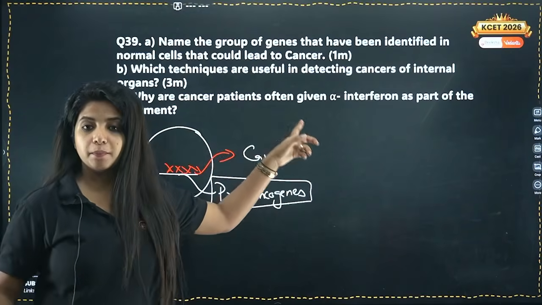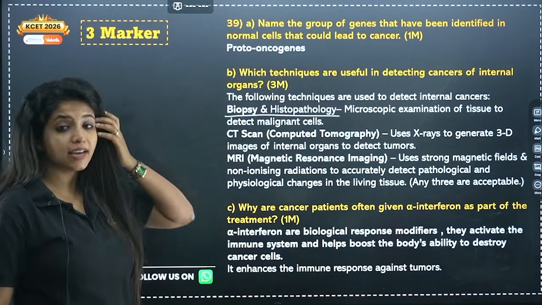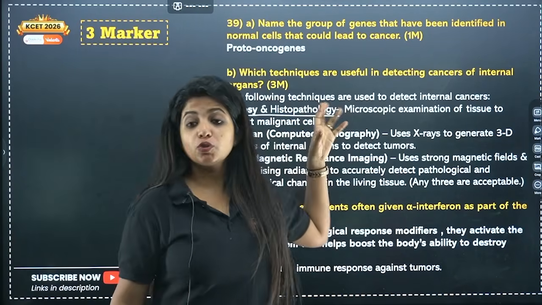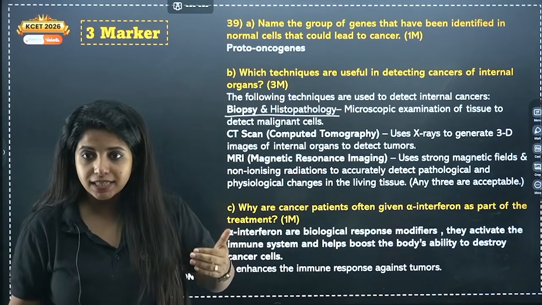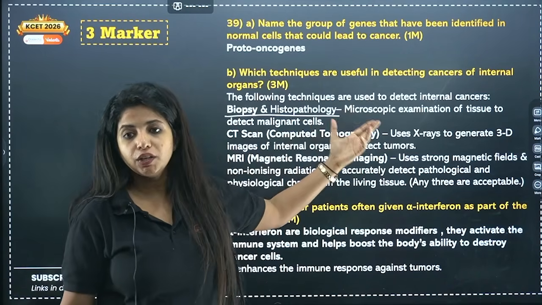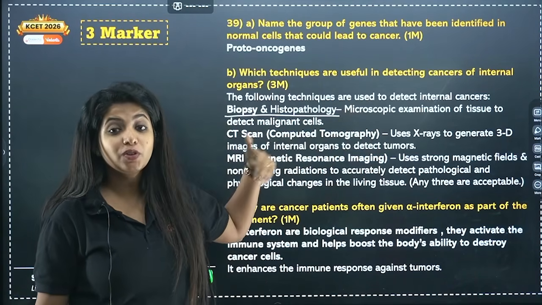So that is what you mean by biopsy as well as histopathology. And now you have CT scan. CT scan basically means computerized tomography, where again you are using X-rays to find the three-dimensional images of the internal organs to detect tumors. So over here, please understand, you are using X-rays.